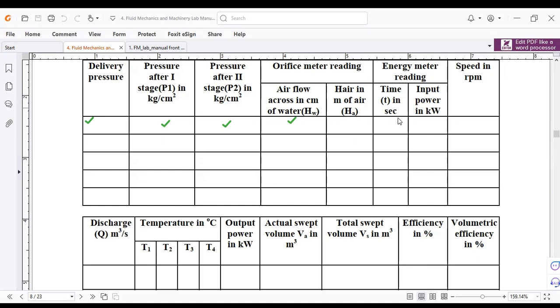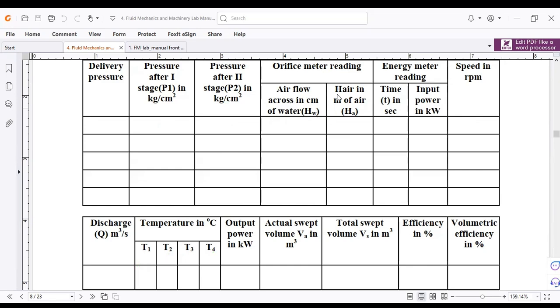Next, energy meter reading for the 5 rotations, how much time is taken. Next, speed, this should be noted from the experiment, and the temperature is also noted from the temperature indicator panel. Okay, these are the things that should be noted during the experiment. The remaining thing is the calculation part.